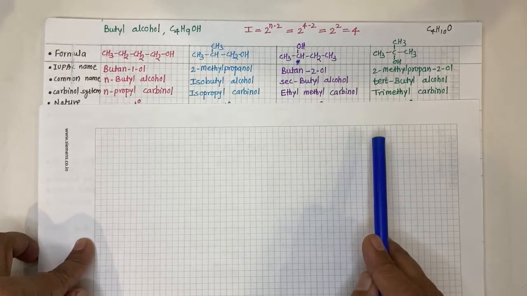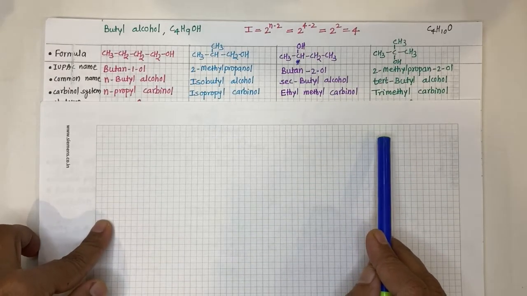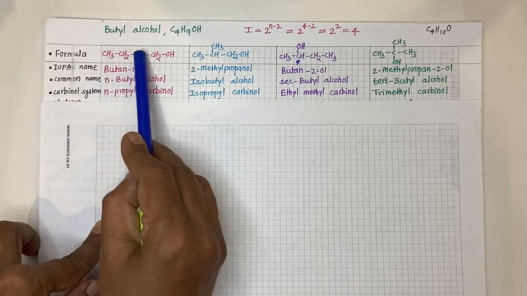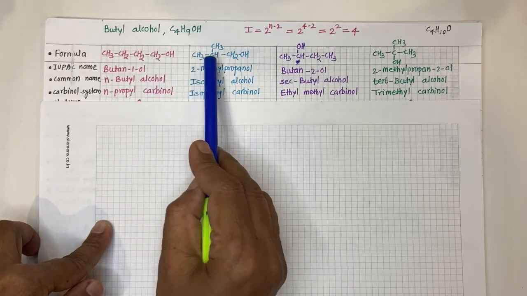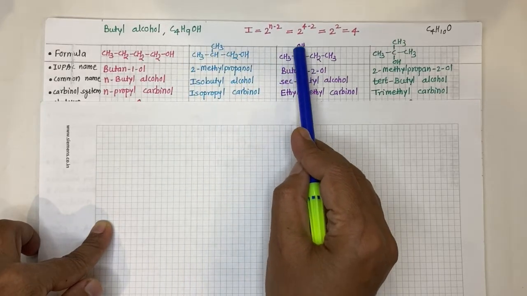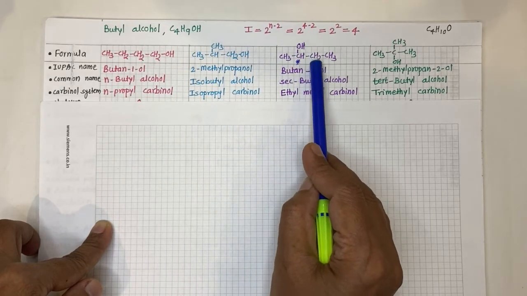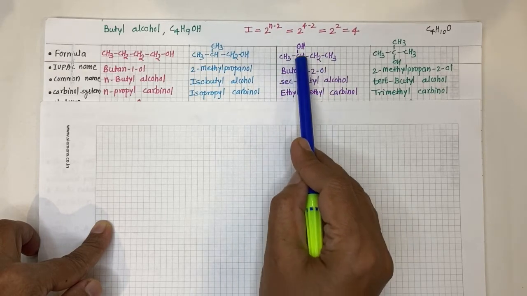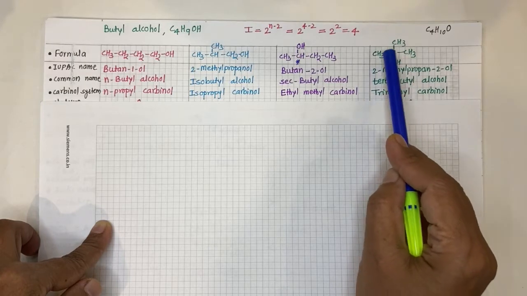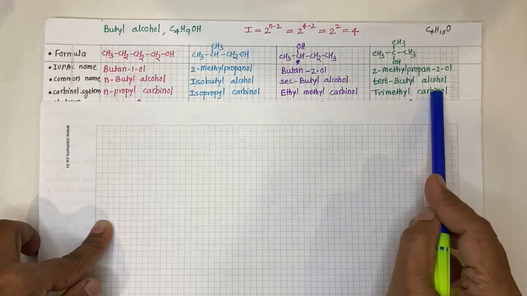Okay, now their names according to the carbinol system. See here, this is a carbinol, therefore n-propyl carbinol. This is isopropyl carbinol. Now this is a carbinol. Here ethyl methyl carbinol. Then now see, this is a carbinol, trimethyl carbinol.